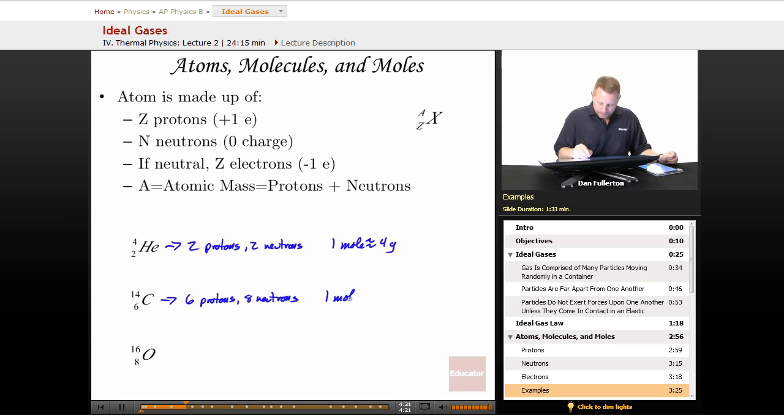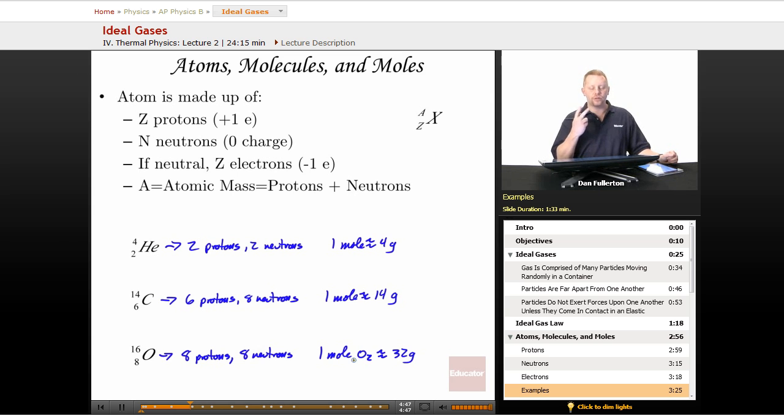And 1 mole of this material has a mass of about 14 grams. And if we looked at something like oxygen, that has 8 protons, 8 neutrons, and if we looked at 1 mole of molecular oxygen, O2, it's going to have a mass of about 32 grams because it's O2. We've got 2 of them there. And that's going to have 6.02 times 10 to the 23rd molecules.